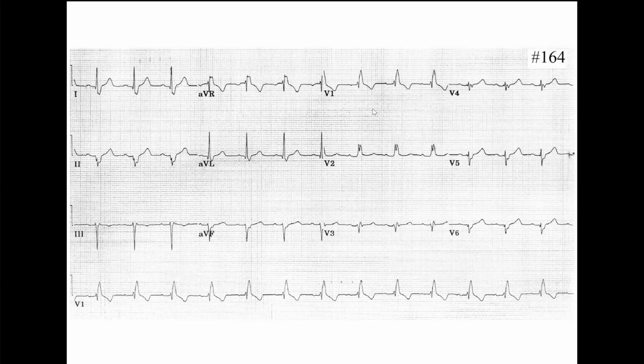And you do see this RSR pattern here in V1 and V2. This is why you diagnose a right bundle branch block, together with the anterior hemiblock. A fascicular block. Yes, okay. That's it. All right, good. Now let's see the next one.